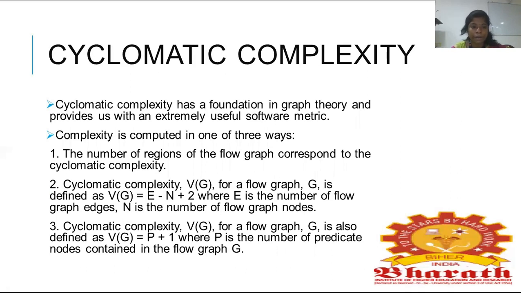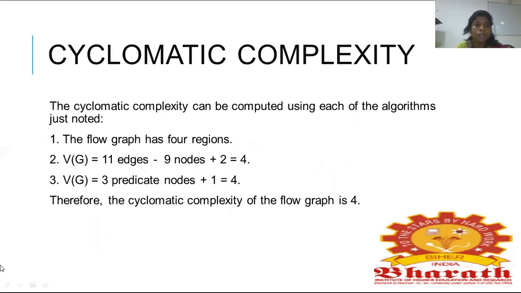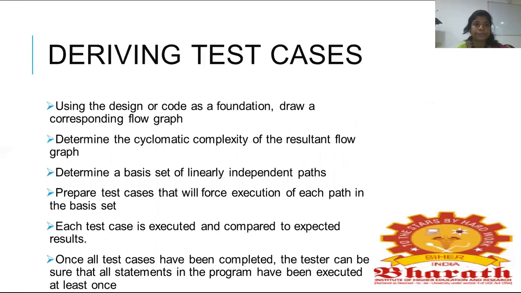Or the other method for calculating cyclomatic complexity, P plus 1. V of G is equal to P plus 1. What is P? It's the predicate node. This is the general formula. First was with the regions. Next we calculate with the edges and nodes. Next we use the predicate nodes. With these 3 we can calculate your cyclomatic complexity. Any of the methods you can use. So finally the cyclomatic complexity for the flow graph is 4.